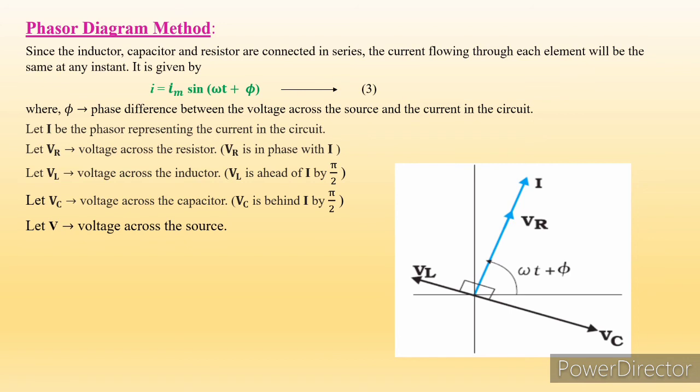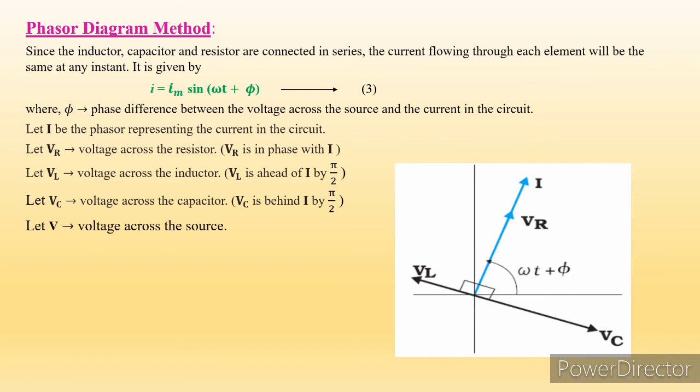Let VR vector be the voltage across the resistor, and VR is in phase with the current I. Let VL vector be the voltage across the inductor, and VL is ahead of I by pi by 2. Let VC vector be the voltage across the capacitor, and VC lags behind current I by pi by 2. Let capital V represent voltage across the source.